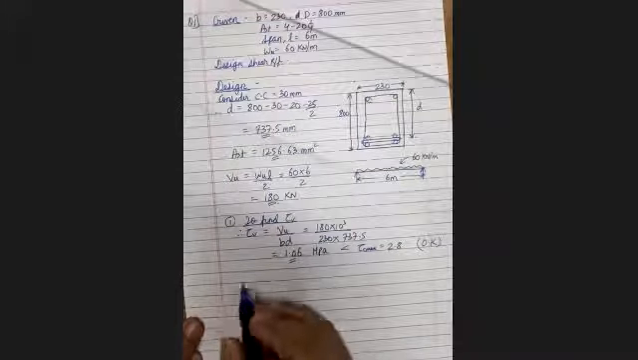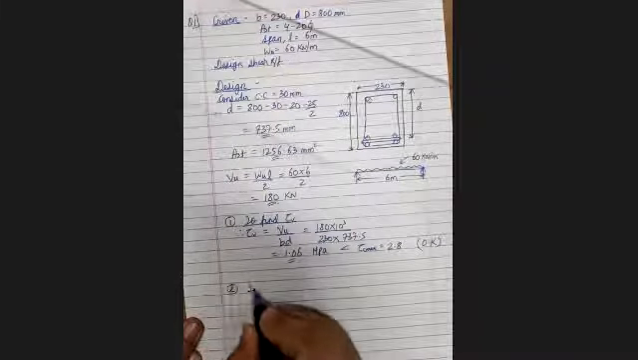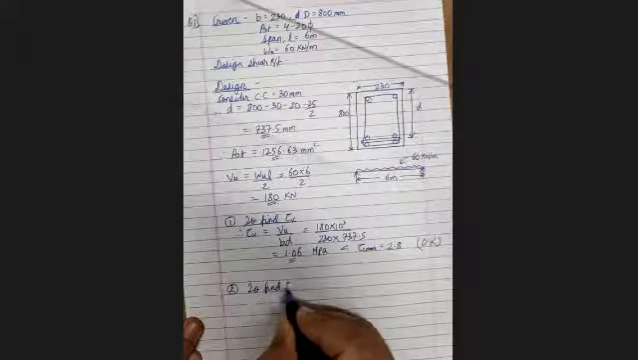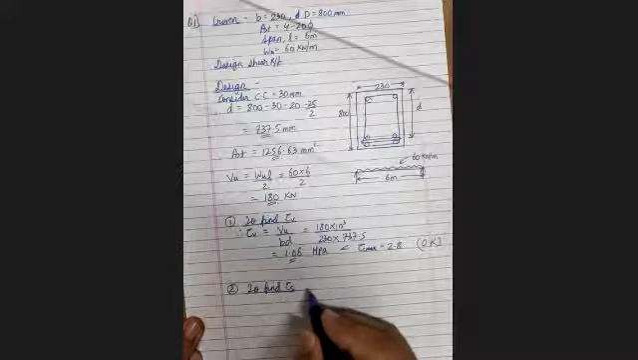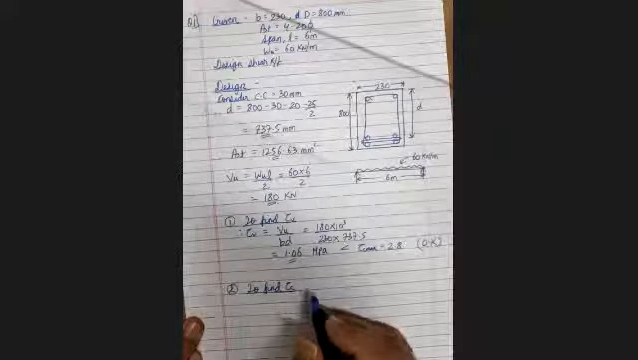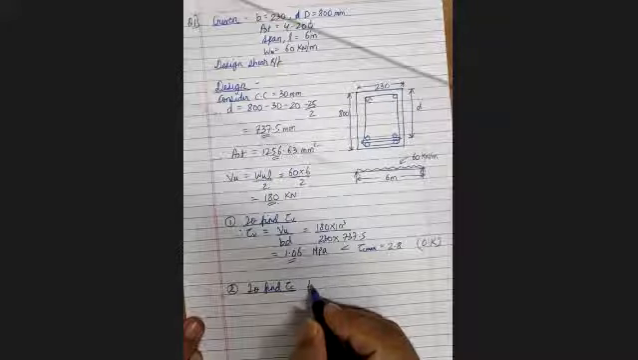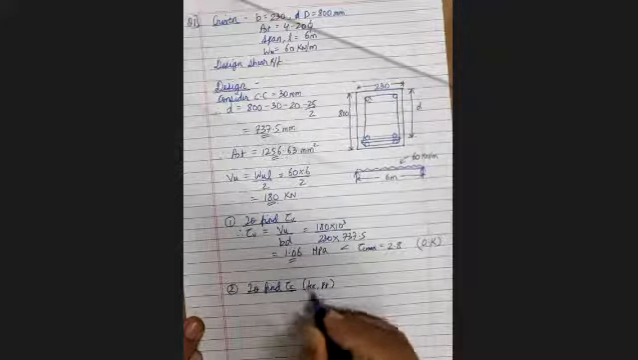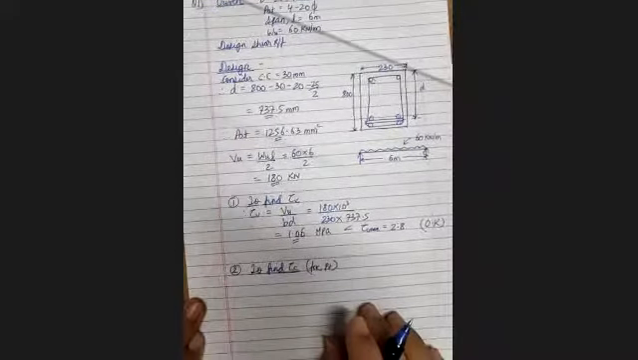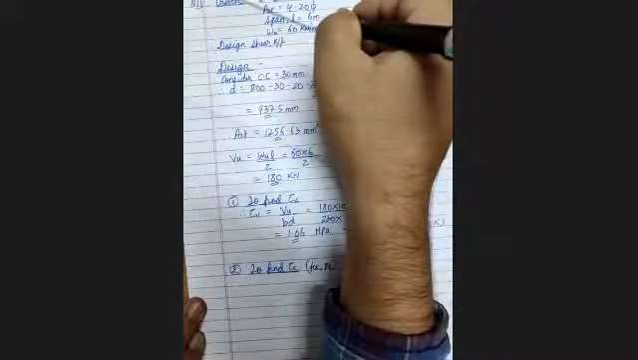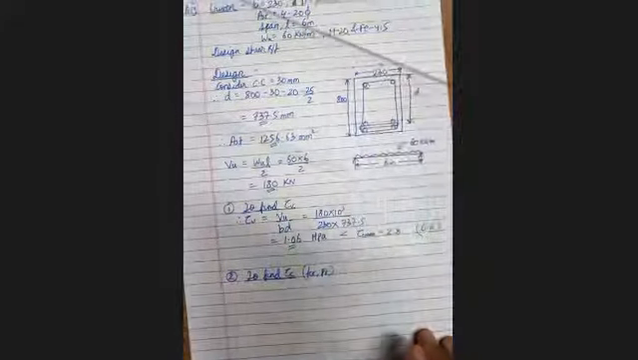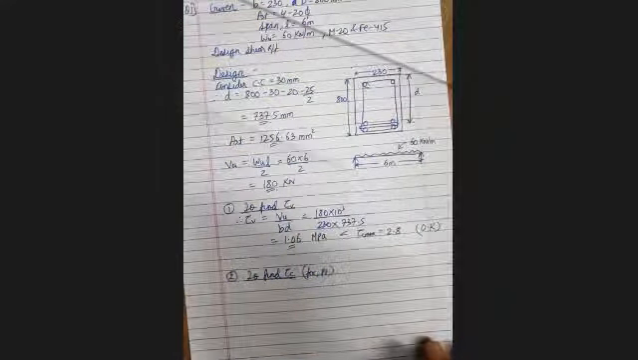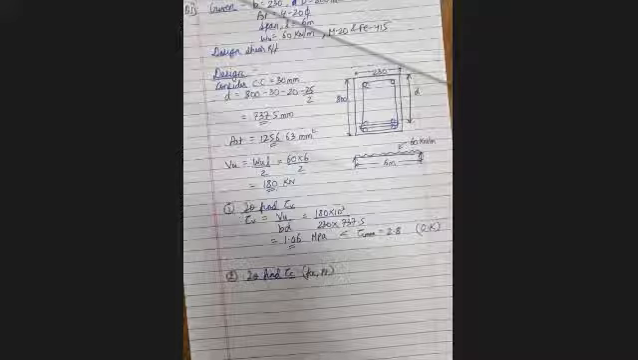Now the second step is to find tau C. Tau C depends upon two things: the grade of concrete and the percentage of steel. So the grade of concrete, fck, and PT, you will have to find out. One more thing: let us say this is M20 and Fe415. Now tell me, what is PT?